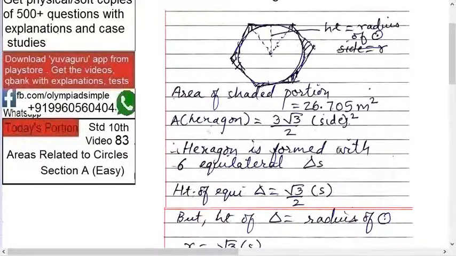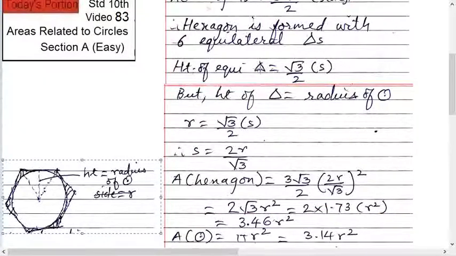The hexagon is formed with 6 equilateral triangles. So these are 6 equilateral triangles, right? Now what is the height of an equilateral triangle? Root 3 by 2 into side. Now this hexagon is formed with 6 equilateral triangles, right? So the height of the triangle is what? But see this, radius of the circle. How? Look at this figure neatly. The height of this triangle is the radius of this circle.